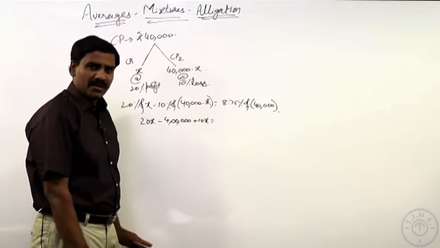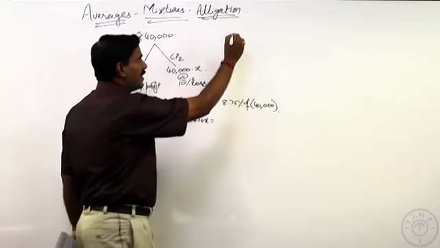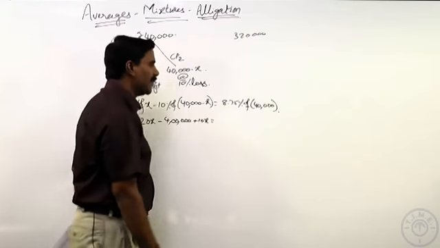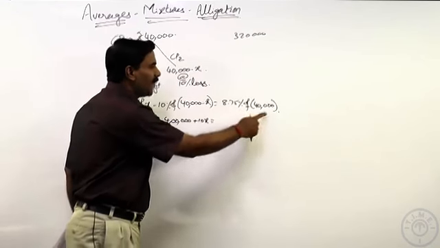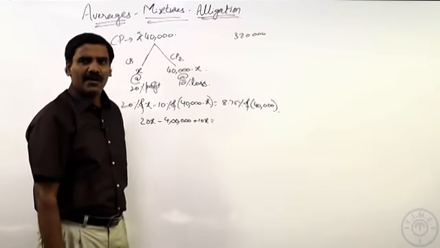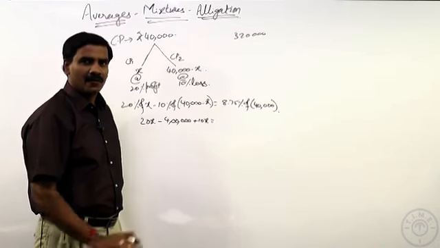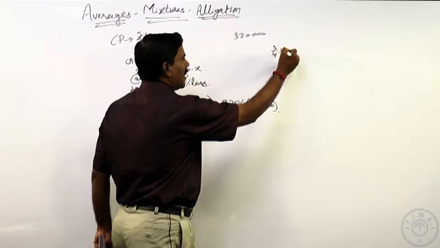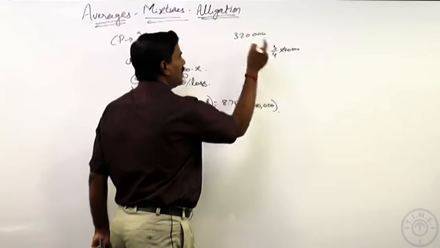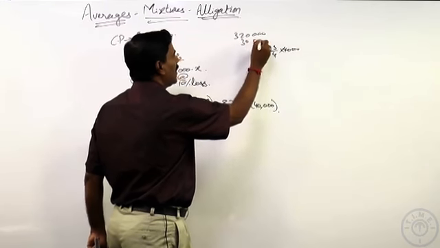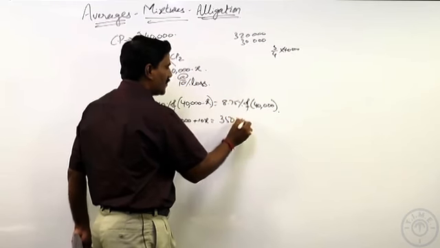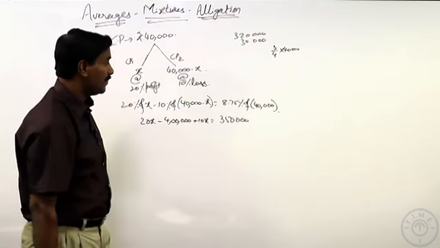8 times 40,000 will be 3,20,000. I am just writing it separately here to add it directly. And 0.75 times 40,000: 0.75, fractionally, is nothing but 3 by 4. 1/4 of 40,000 is basically 10,000, and 3/4 means 30,000. So adding 30,000, this will become 3,50,000, right? So 3,50,000 is the value on the right hand side.